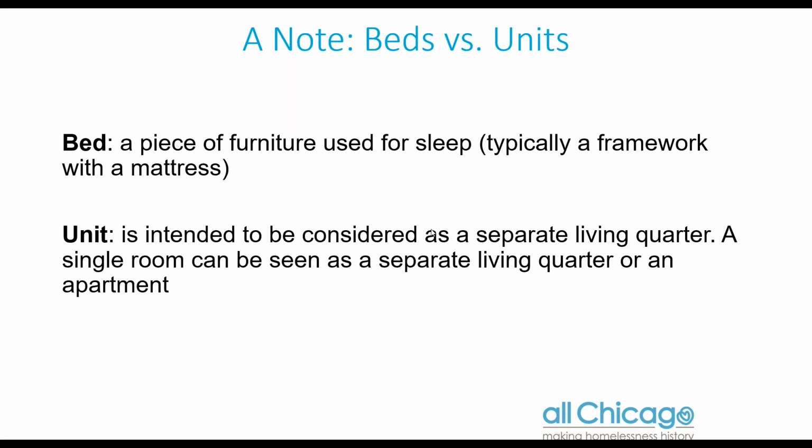A quick note about definitions. So for this webinar and for this process, we use federally defined definitions for beds and units from HUD. Those are on your screen. So a bed is a piece of furniture used for sleep, typically a framework with a mattress, so like a frame, in other words. And then a unit is intended to be considered as a separate living quarter. A single room can be seen as a separate living quarter or an apartment.